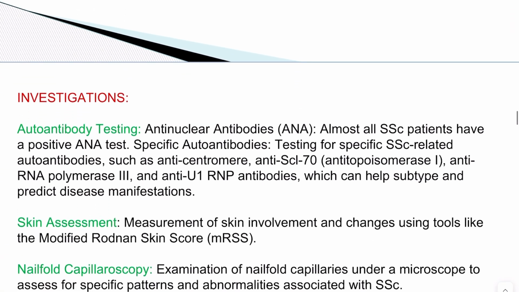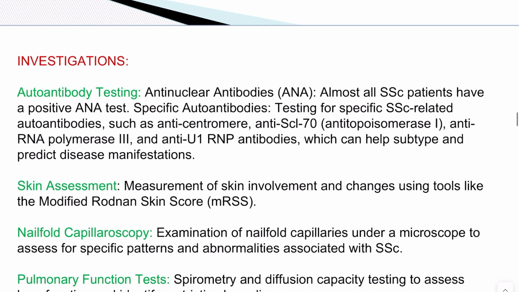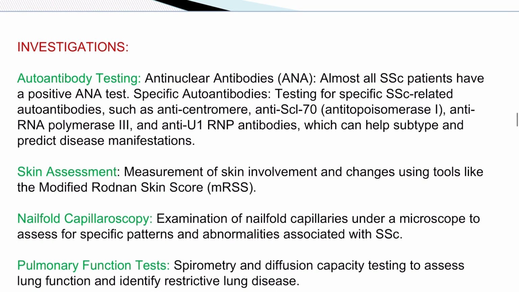Okay, let's move on. How we're going to investigate this patient. Now I put this information here because you may come across this in your viva questions. So we're going to do autoantibody testing. We're interested in ANA. Almost all these systemic sclerosis patients have a positive ANA test.